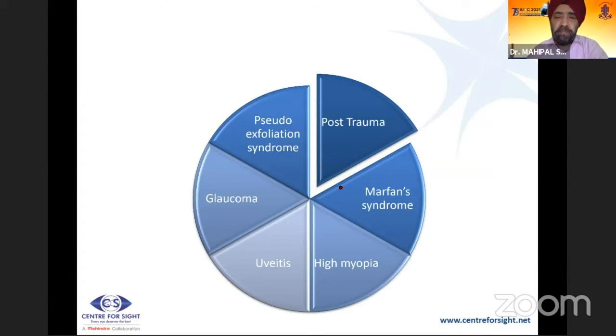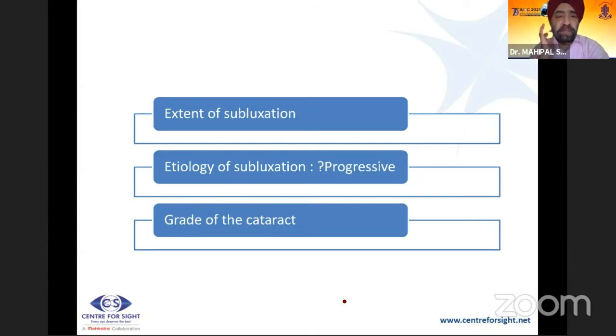Now, when you're looking at these types of cases, trauma could be one of the leading causes. You could have Marfan's, homocystinuria, etc., which are other causes, metabolic or developmental, and pseudoexfoliation syndrome, long-standing glaucoma, uveitis, high myopia. These are the important causes why you have subluxation in patients. As was said by my earlier speaker, the etiology of subluxation is very important. Supposing you have a traumatic subluxation, it usually does not tend to progress, while in a case of Marfan's, you are 100% sure that the subluxation is going to progress.